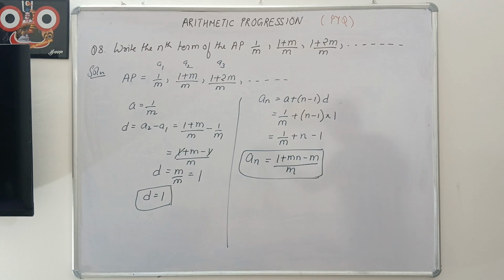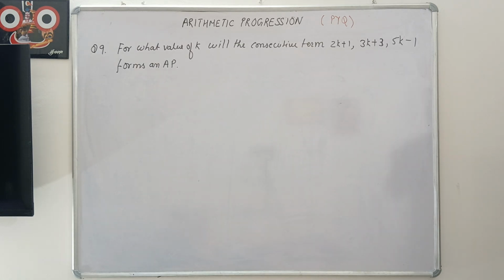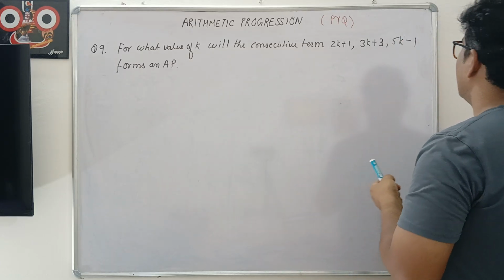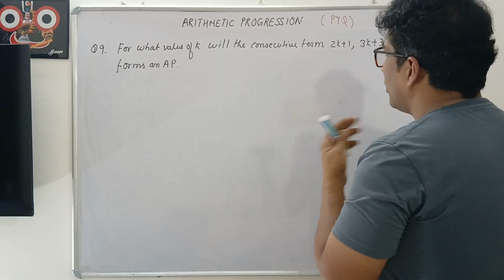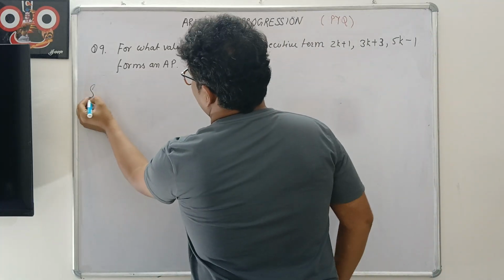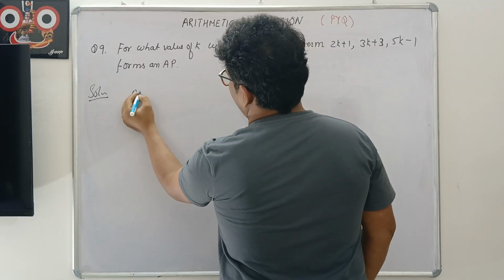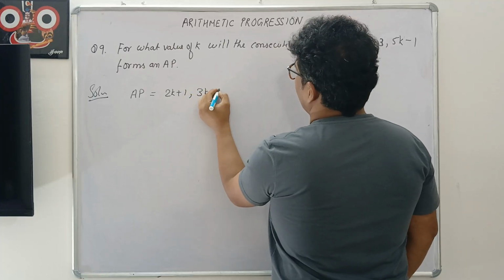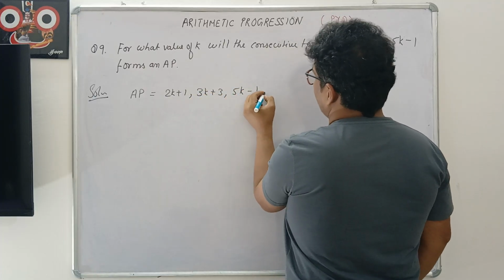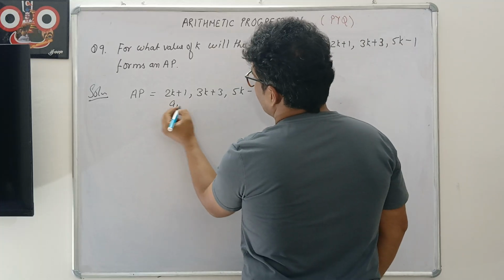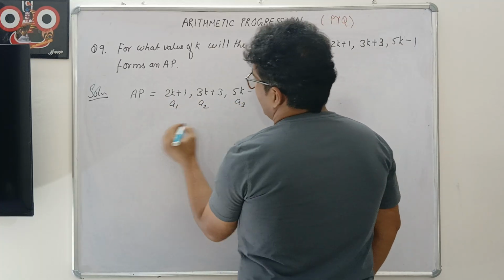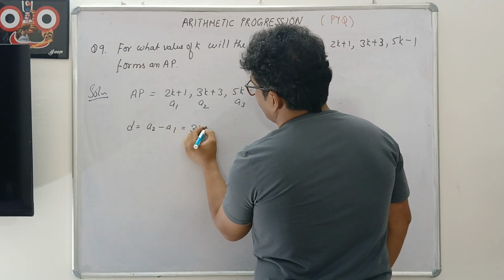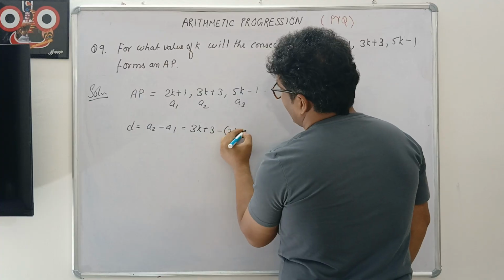Let's move to the next question. Now the ninth question is asking what is the value of k for which the consecutive terms, consecutive means coming one after another, will form an AP. Okay. So let's say that if it is an AP, 2k plus 1, 3k plus 3 and 5k minus 1 would be your first term, second term and third term. That means D is a2 minus a1. It would be 3k plus 3 minus (2k plus 1), correct.